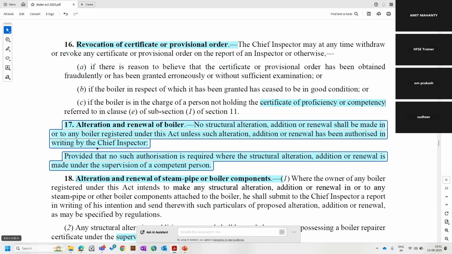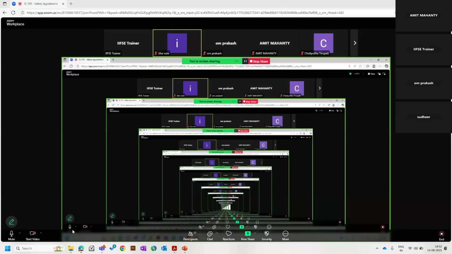We'll see section 17. No structural alteration and renewal of boiler. No structural alteration, addition or renewal shall be made in or to any boiler registered under this act unless such alteration, addition, or renewal has been authorized in writing by the chief inspector. So, without any authorization by the chief inspector, you should not do any alterations or modifications on your boiler or any other components.